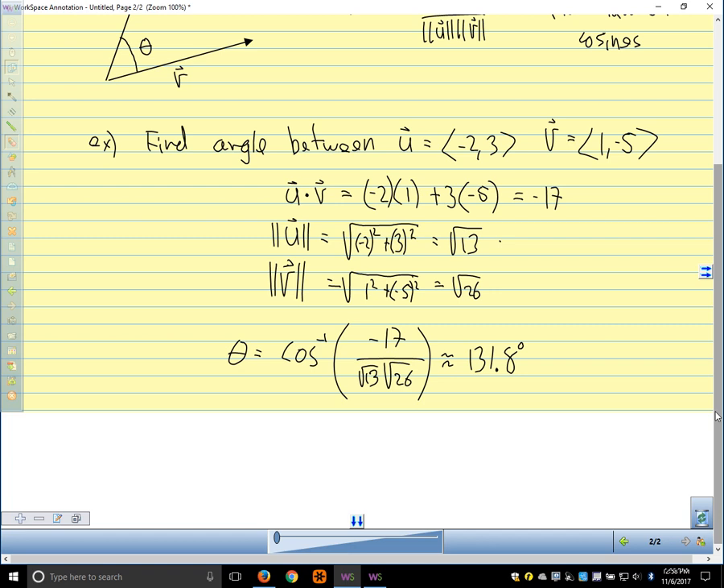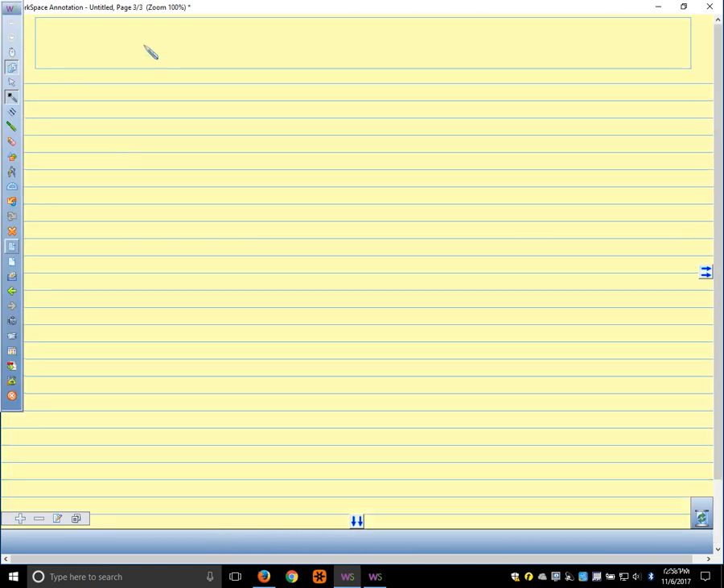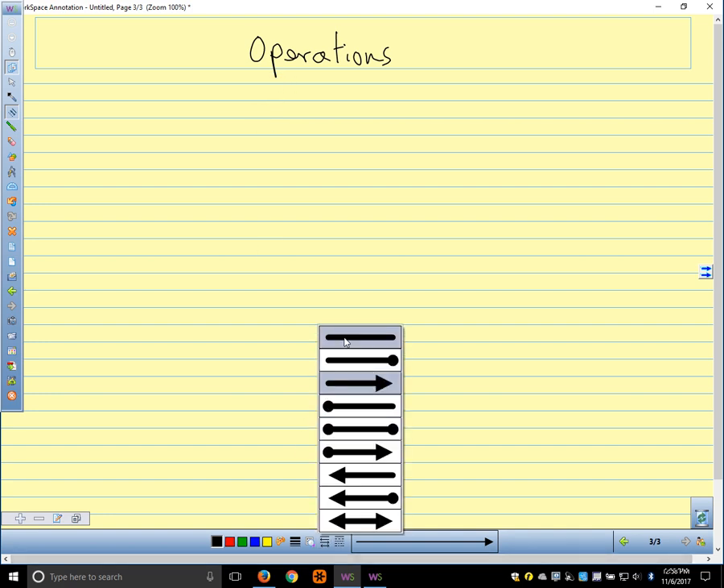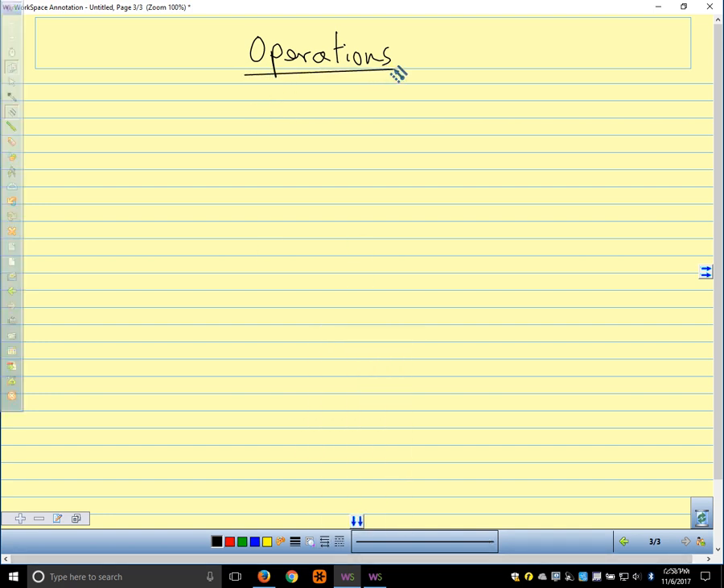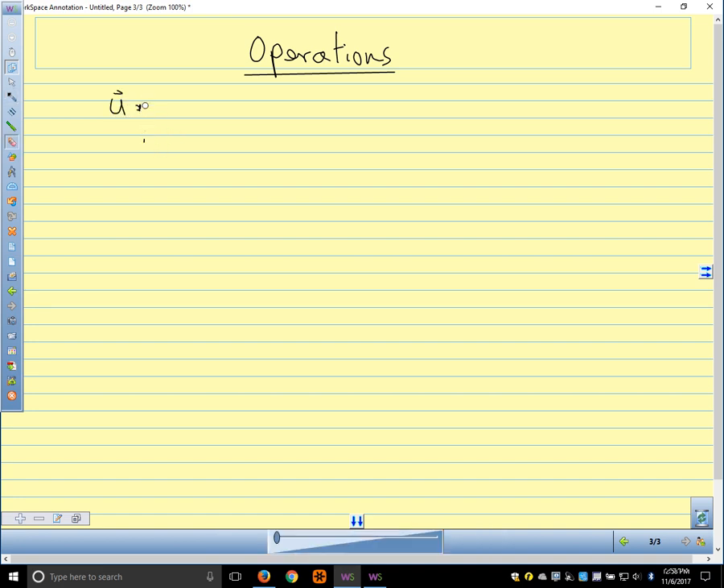All right. Before we talk about other piece of information, I want to talk about some operations with dot products. Operations with the dot product. This is just some arithmetic rules for dot product. So u, v, and w are vectors.